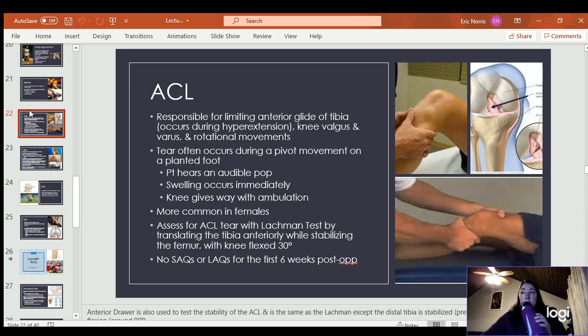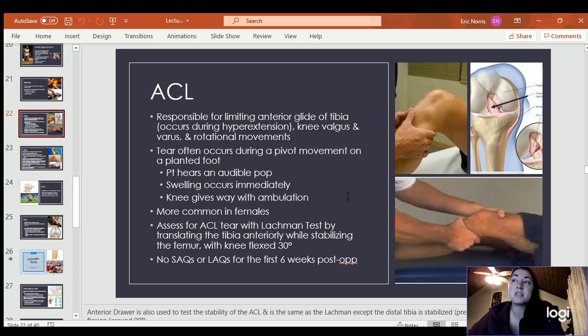All right, so our ACL. We're now getting into injuries and more specific treatments. So with the ACL, if there's a torn ACL, remember the ACL blocks the anterior glide or anterior translation of the tibia. So that typically occurs during extension or hyperextension. It also helps stabilize against knee valgus and varus forces and with rotational movement. So it helps to block the movement from going too far.